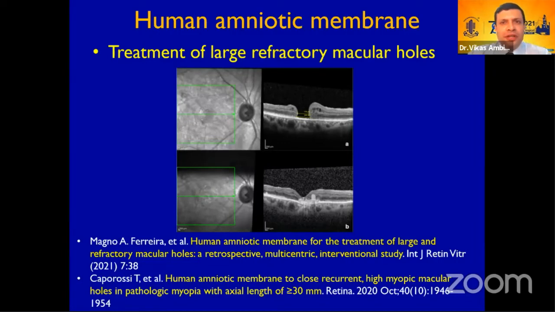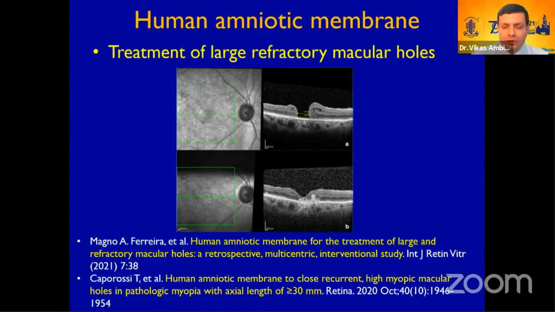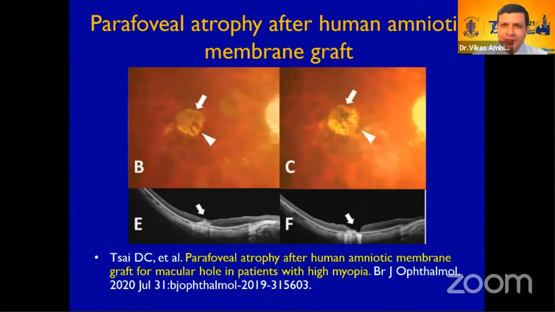Human amniotic membrane is one of the inner fetal membranes which has its own inherent anti-angiogenic and anti-inflammatory properties. We've exploited this property in treatment of large refractory macular holes, in which photoreceptors have been seen to show migration after sealing of breaks, and the results have been better as compared to non-usage of amniotic membrane in refractory macular holes.